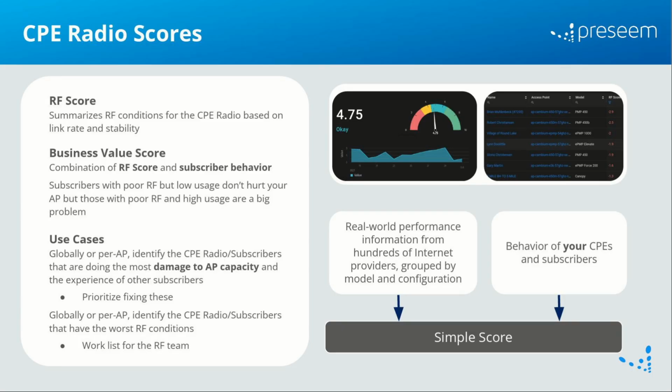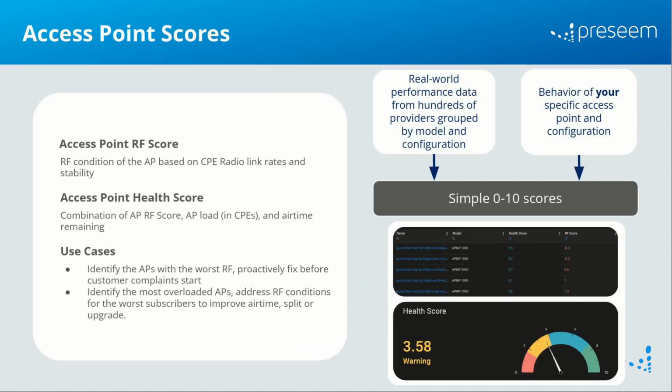Now let's go up a level to the AP level. At the AP level, we're going to have an AP-based RF score, which is very simple. It's the aggregation of all the CPEs that are underneath it. So you can see overall how well this AP is performing. And then we have a health score, which is a little bit more complicated. It combines the RF score along with several other dimensions.